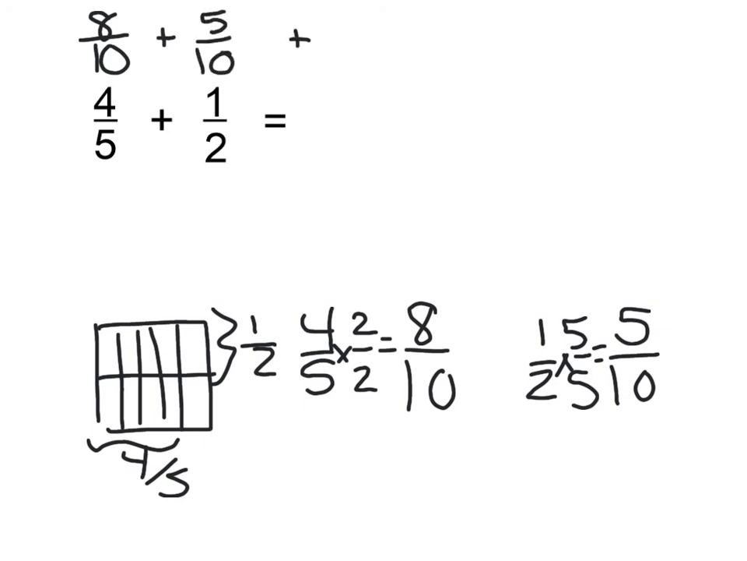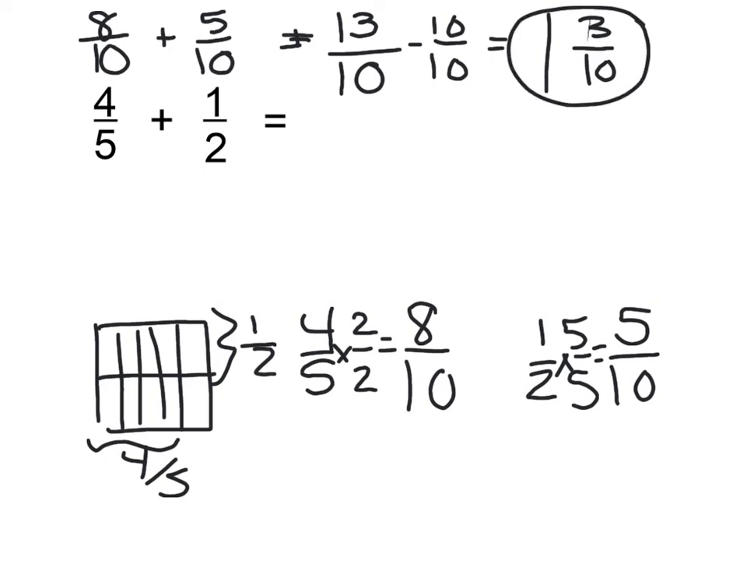Now that my denominators are the same, I can add. Go ahead and pause and add your fractions. So I have 13, sorry, that's an equal sign, tenths as my answer. Go ahead and pause again and change that to a mixed number. If you said you'd pull 10 tenths out of here, which is 1, and then you'd have 3 tenths left over, you are correct. 4/5 plus 1/2 is 1 and 3 tenths.